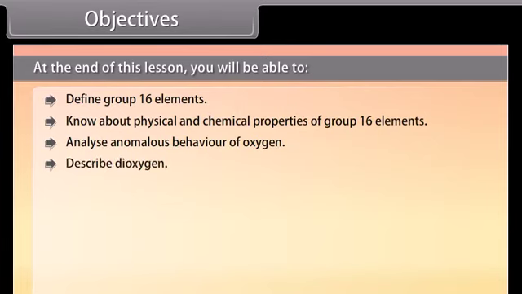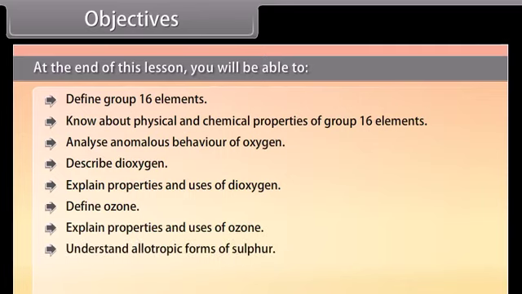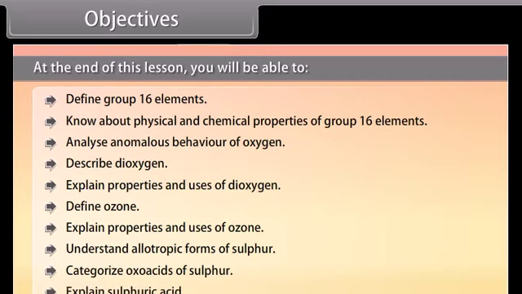describe dioxygen, explain properties and uses of dioxygen, define ozone, explain properties and uses of ozone, understand allotropic forms of sulfur, categorize oxoacids of sulfur, explain sulfuric acid.